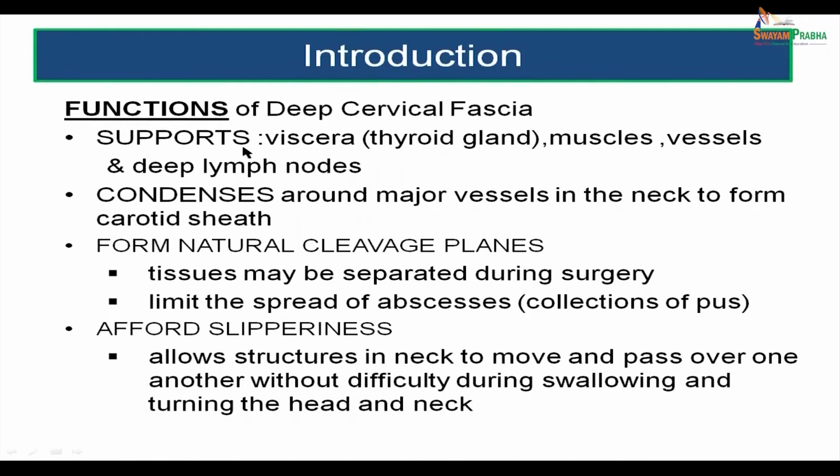What are the functions of the cervical fascia? If we understand the function, we are able to understand the fascia better. It provides support to various viscera like the thyroid gland, the muscles, vessels and deep set lymph nodes. It condenses around major vessels in the neck to form carotid sheath. It forms cleavage planes so that tissues can be separated during surgery, and these planes also limit the spread of abscess or collections of pus.